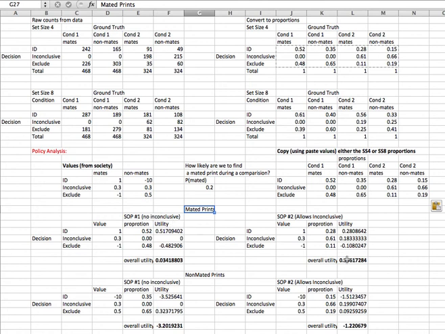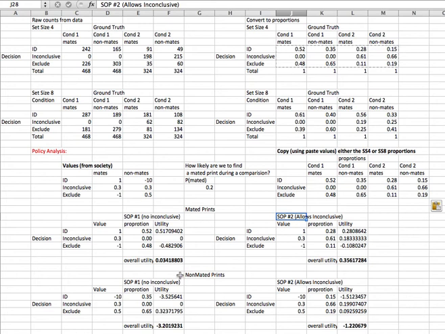SOP1 and the SOP2. Now, the units of these are the same units as up here, so you can think of them as points or whatever the units are up here. And the higher numbers are better. Things that are closer to positive infinity are better. So here we have a higher overall utility for at least mated prints for SOP2. So based on this, we would favor the SOP2, which allows inconclusives.